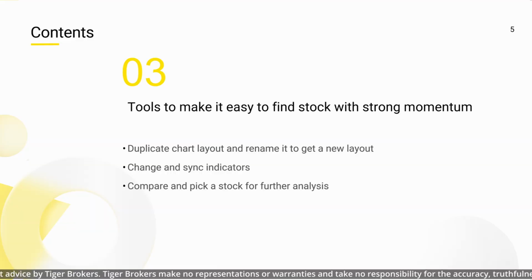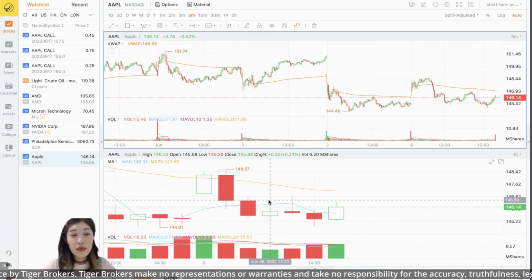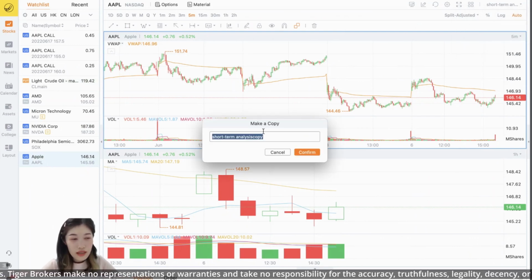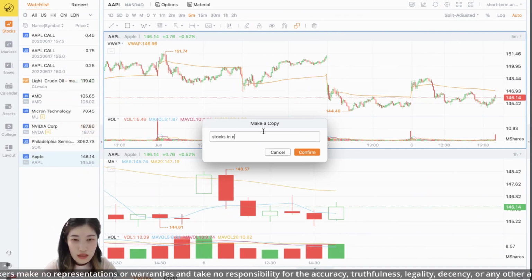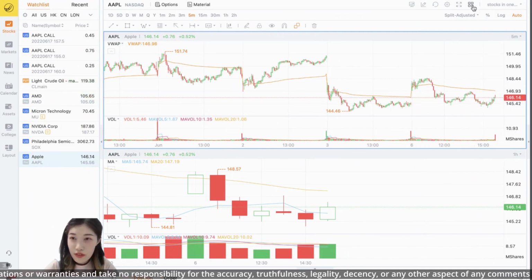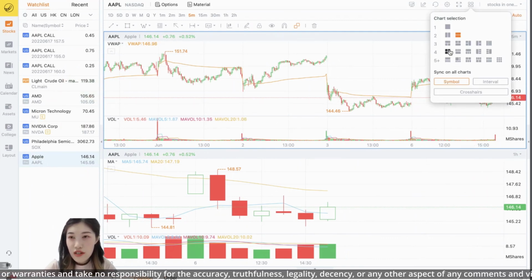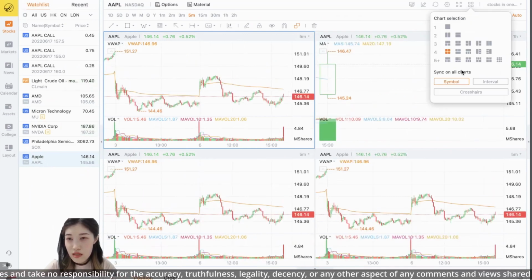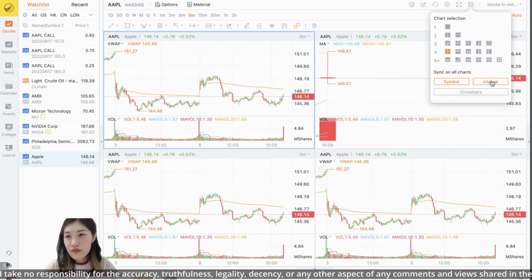Now, instead of creating a brand new layout, what we can do is duplicate what we have now and rename it. Let's click on make a copy, and I will name this one stocks in one sector. And this time, I will select a 4-chart layout. And then I want to change sync symbol to sync interval.